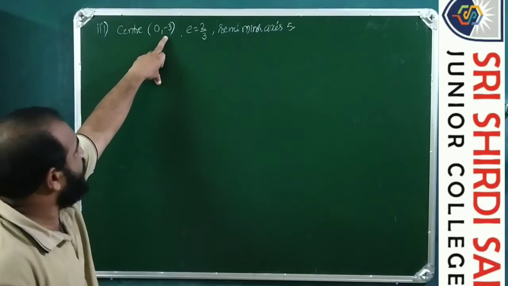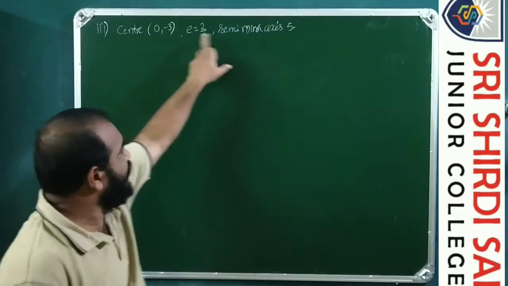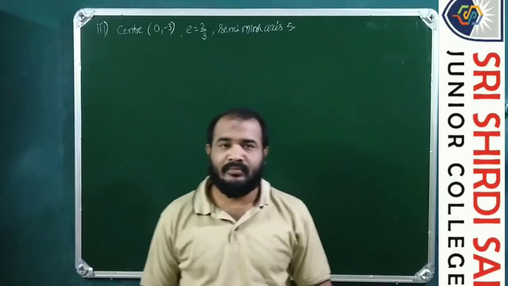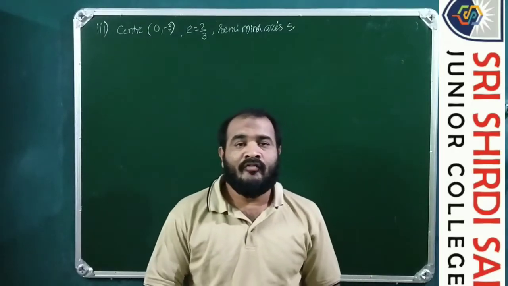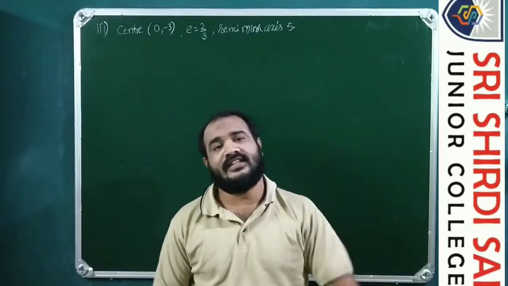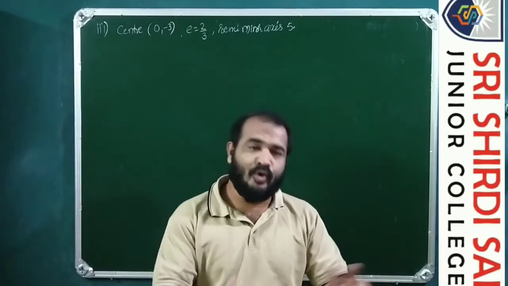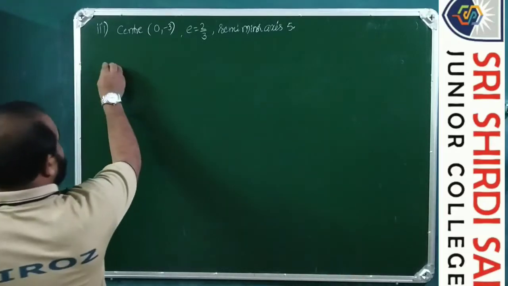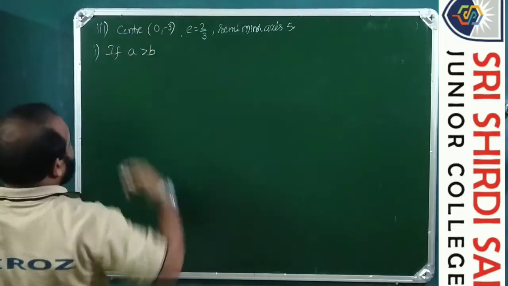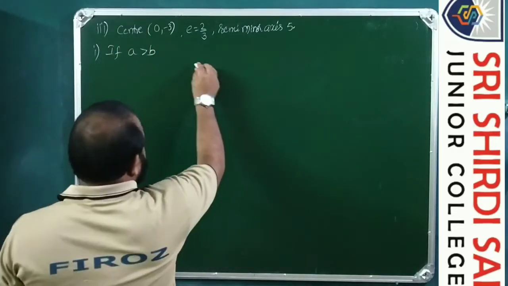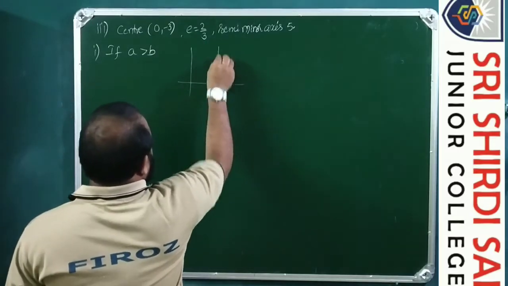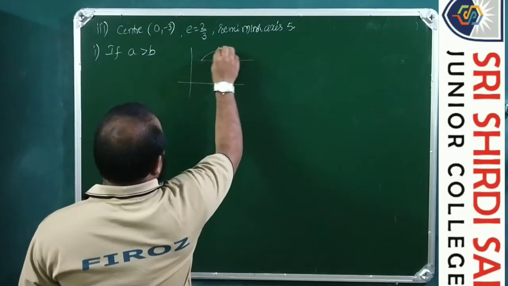Center is (0, -3), that is (h, k), eccentricity is given, and semi-minor axis is 5. Here semi-minor axis is given, but we are not sure which ellipse it is. So it could be A greater than B or A less than B, so we have to consider both cases. First of all, if A is greater than B, that means the ellipse is of this form.